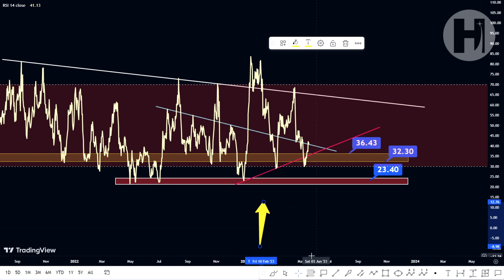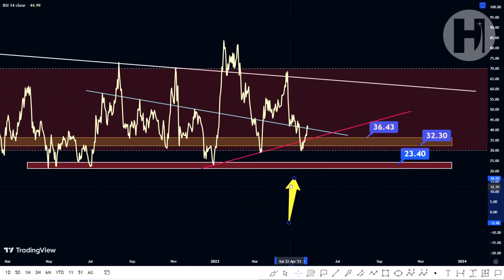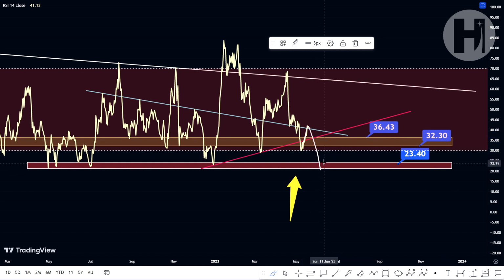So if that ends up happening in the next few weeks, definitely look into some averaging in opportunities here around the RSI of 23.4, because if you lose the gold support block or the golden support block, you typically end up down here in the red block, just like you did back in January, just like you did back in July last year, in June, in May, and in April.